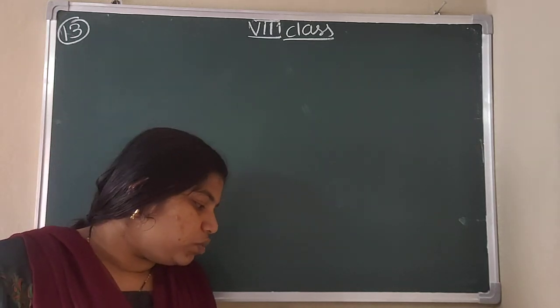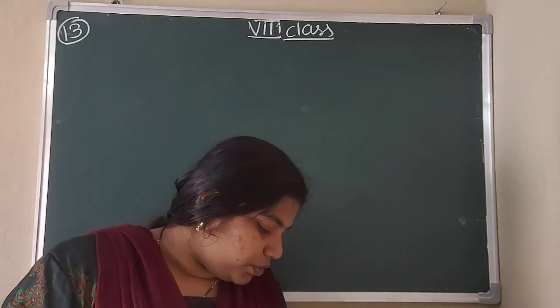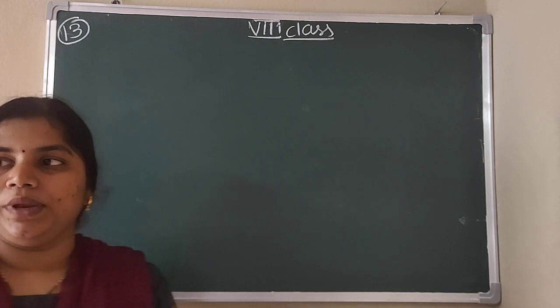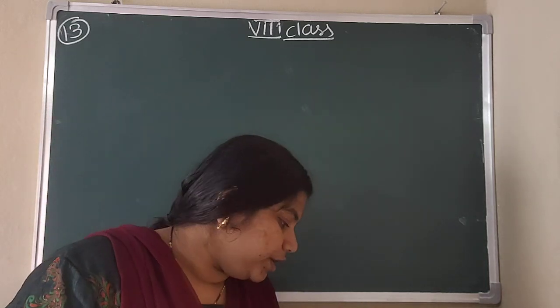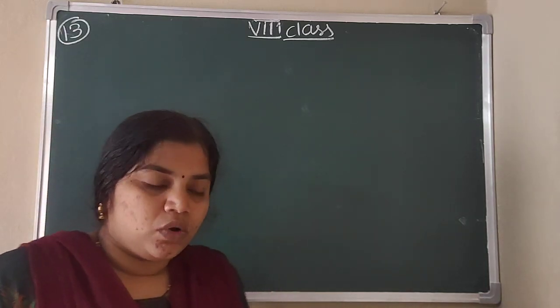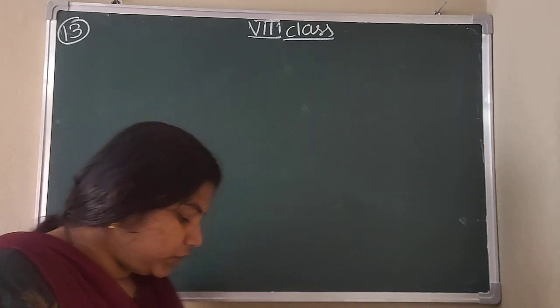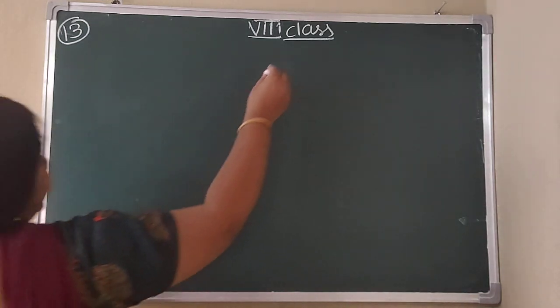So what is the total score here? 450. And how many correct he wrote and how many incorrect he wrote, we have to find now. What is the total number of questions here? Total number of questions is 180.